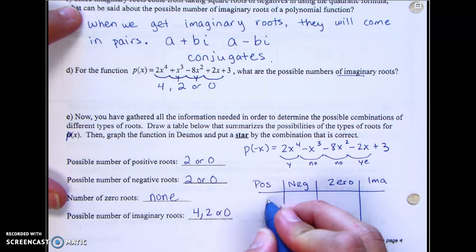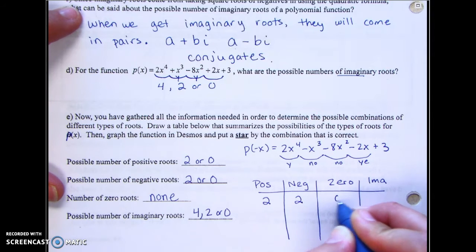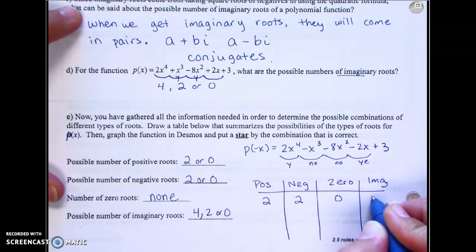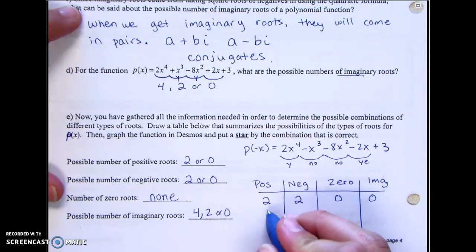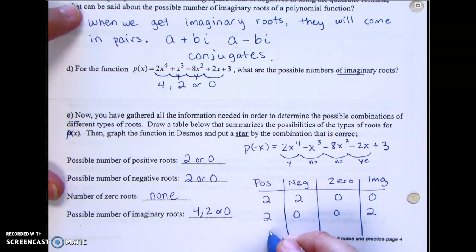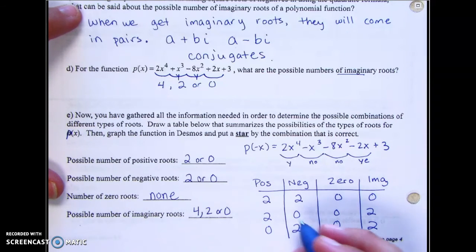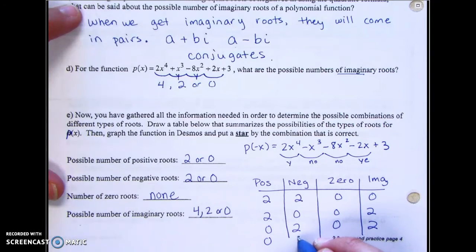Okay, so there could be 2 positives, 2 negatives, and then how many imaginary would there be? 0, right? There could be 2 positives, 0 negatives, and then 2 imaginary. There could be 0 positives, 2 negatives, and then how many imaginary would there be? 2, because they always have to add up to 4. There could be 0, 0, 0, and then how many imaginary would there be? 4. Well, that was way more exciting than our examples on the next page.